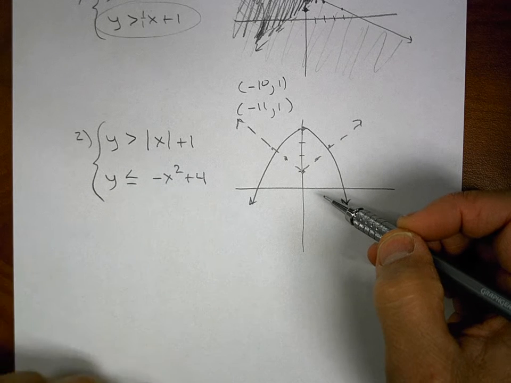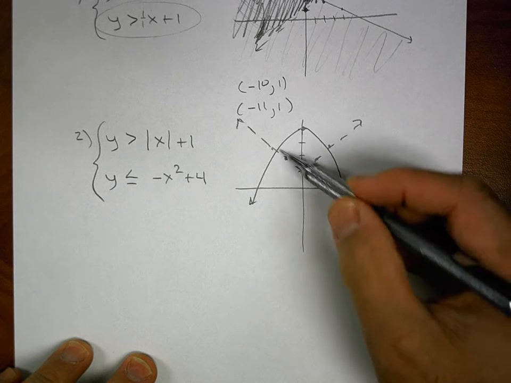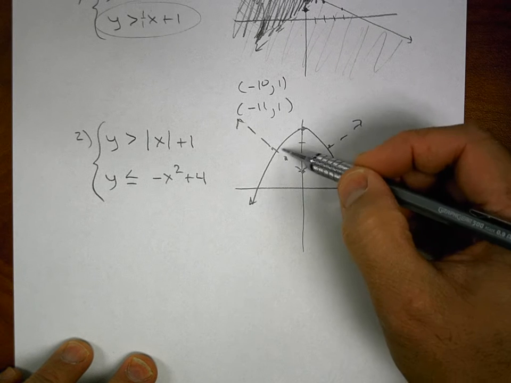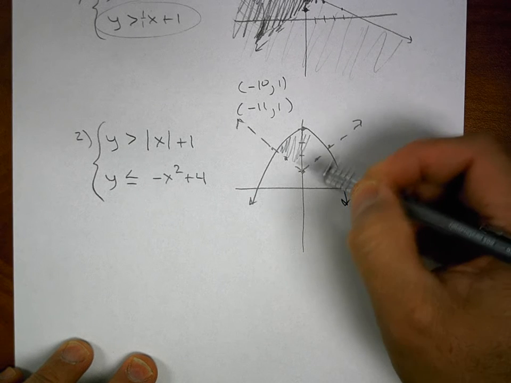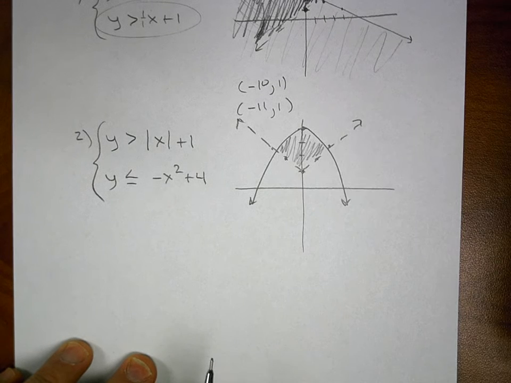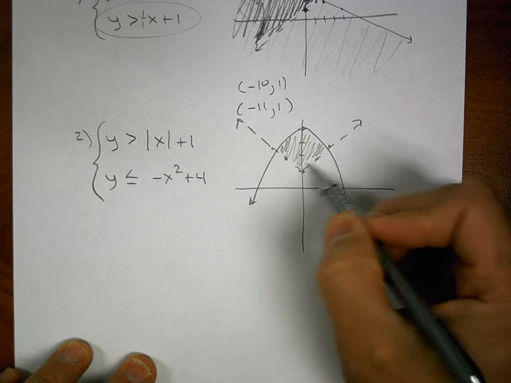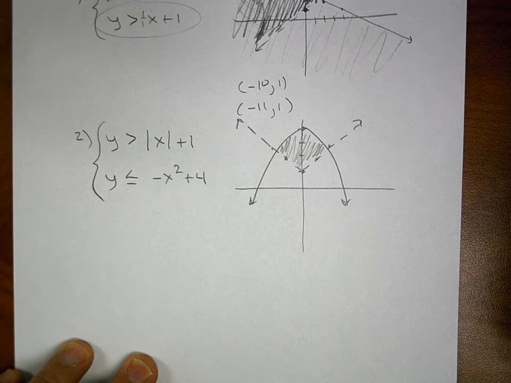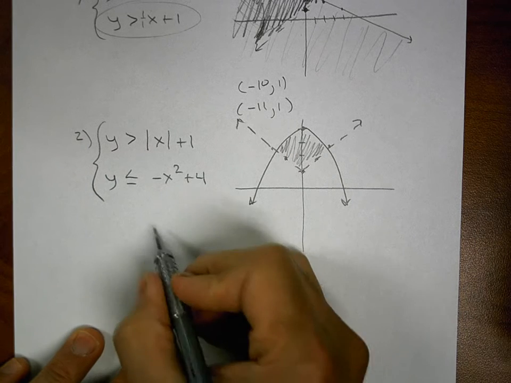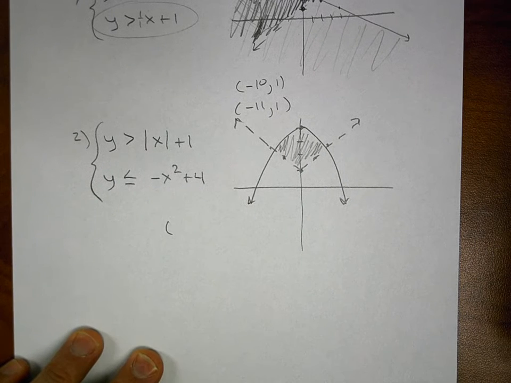If I shade the top one, it's above the V, and this one, it's below the parabola. Where would it double up? There you go. Right in there. So anywhere in there, it satisfies both. It's below the parabola and above the V. Okay. All right, so now let's pick a couple points that are in the solution set.